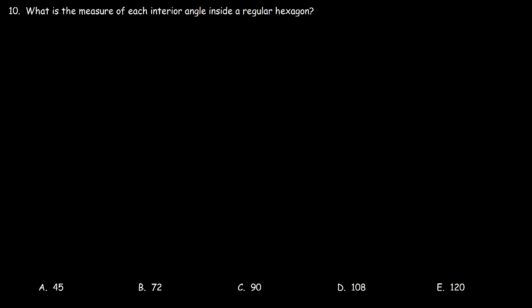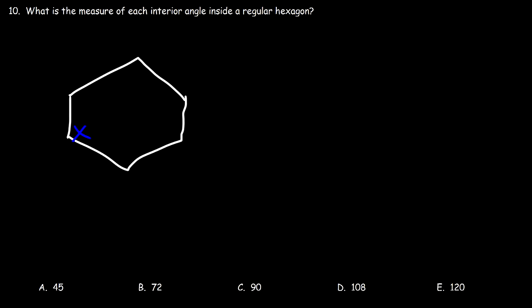Number 10. What is the measure of each interior angle inside a regular hexagon? So once again, let's draw a picture. Now, a regular hexagon is a hexagon where all sides are the same. So all sides are equal, which means that every interior angle is equal. So we need to calculate the value of x.